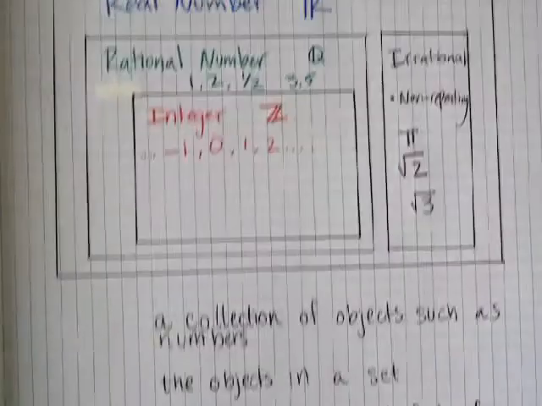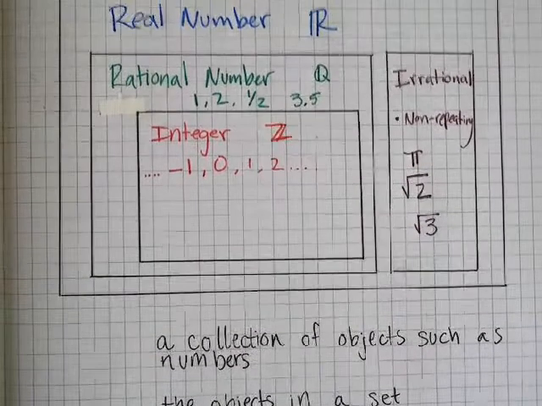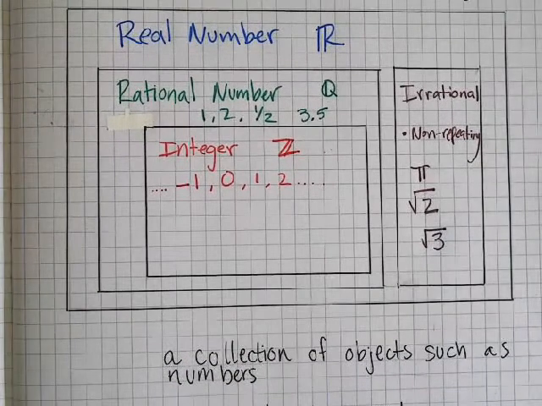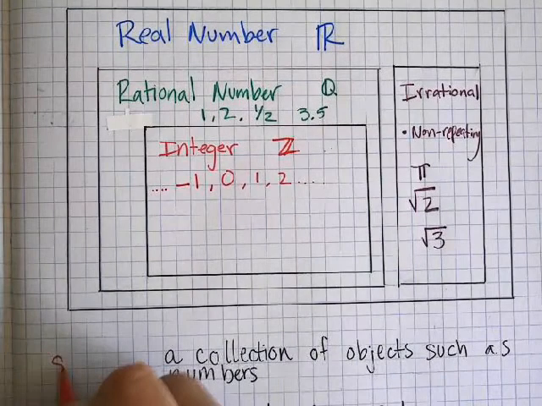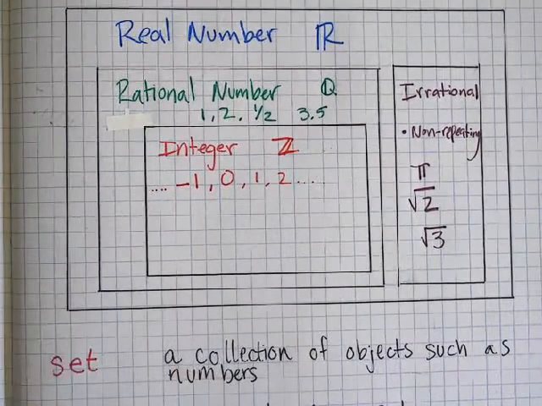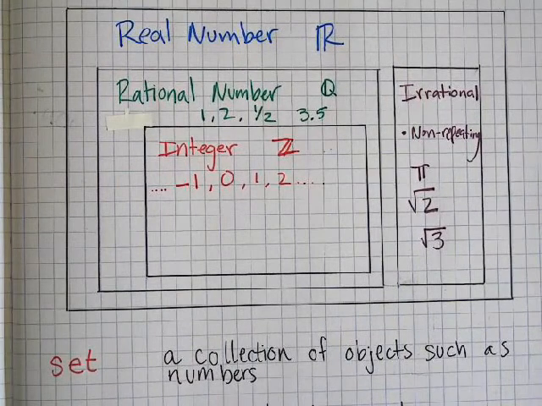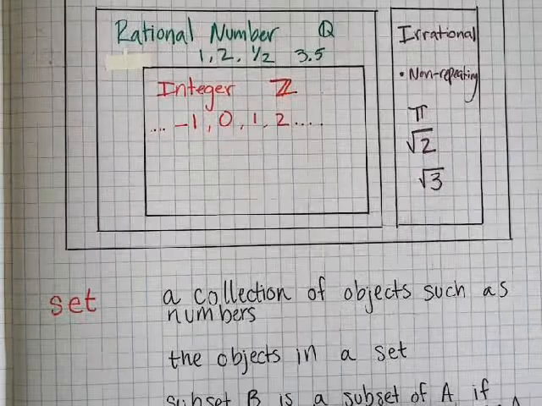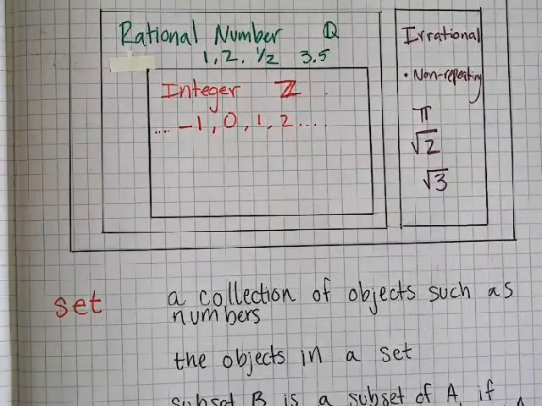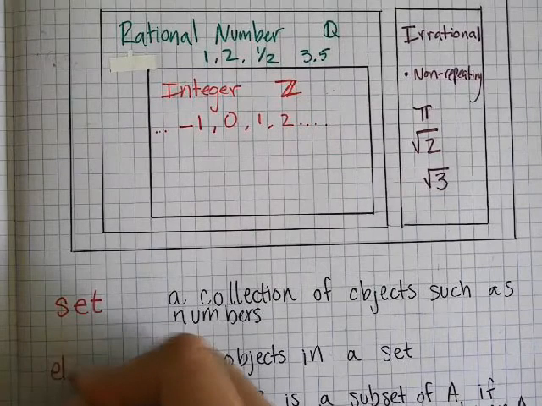Okay, so now we're going to go on and look at a couple definitions. Okay, a collection of objects such as numbers, that is called a set. And you can have sets of many, many different things. You could have a collection of students in a class. That would be a set. Or a collection of crayons in a crayon box. Okay. You can have a lot of different types of sets. Okay. Now the objects that are in that set, so maybe they're numbers or maybe they're the people in the class, those are called elements.